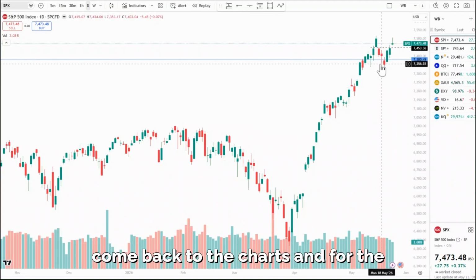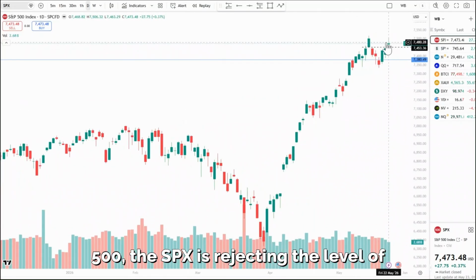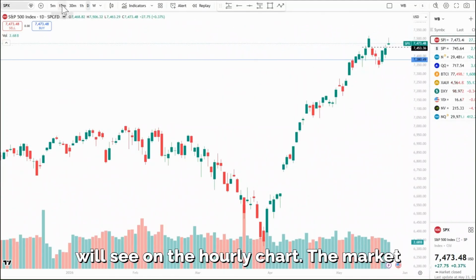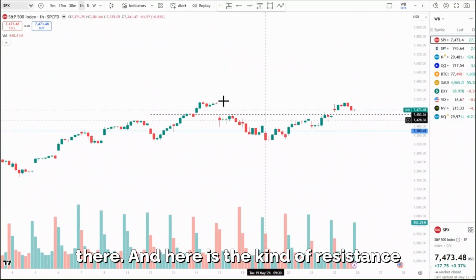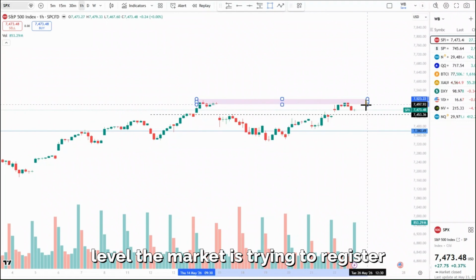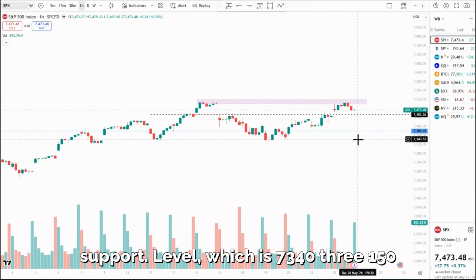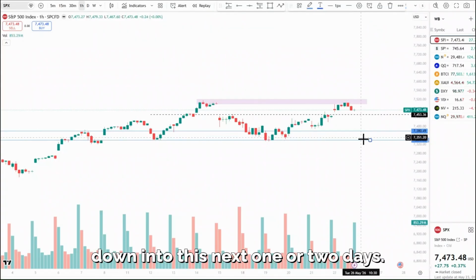So let's come back to the charts, and first we will analyze the SPX, which is the S&P 500. The SPX is rejecting the level of 7,500 and is not able to sustain it. On the hourly chart the market is trying to reverse from there, and here is the major resistance level the market is trying to resist, and it will come back down around this support level, which is 7,340, 350. We will see the market coming down in the next 1 or 2 days.